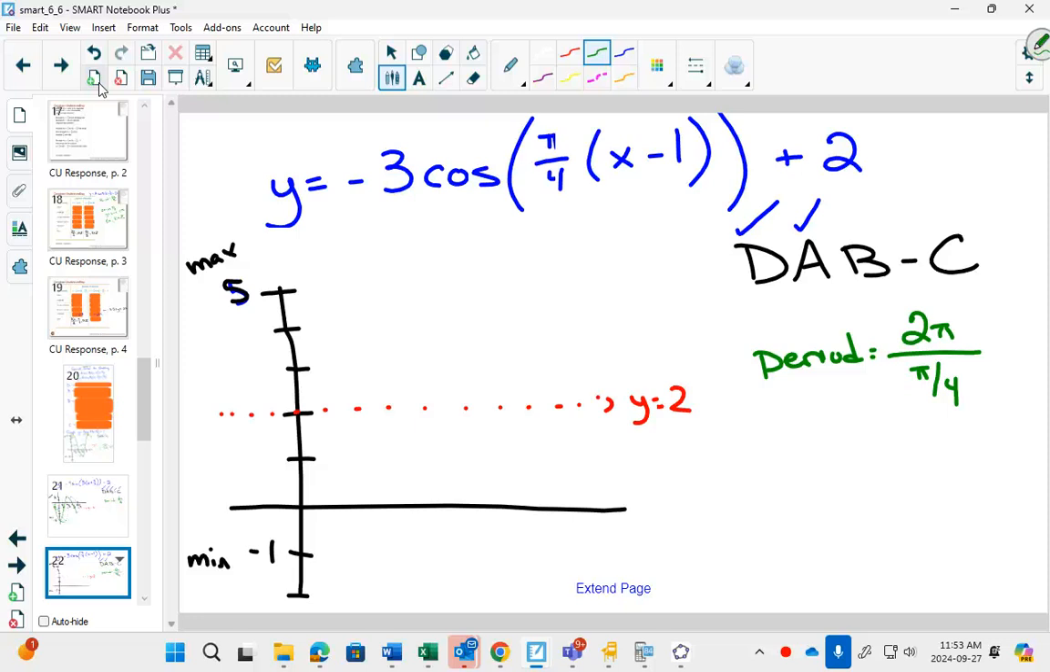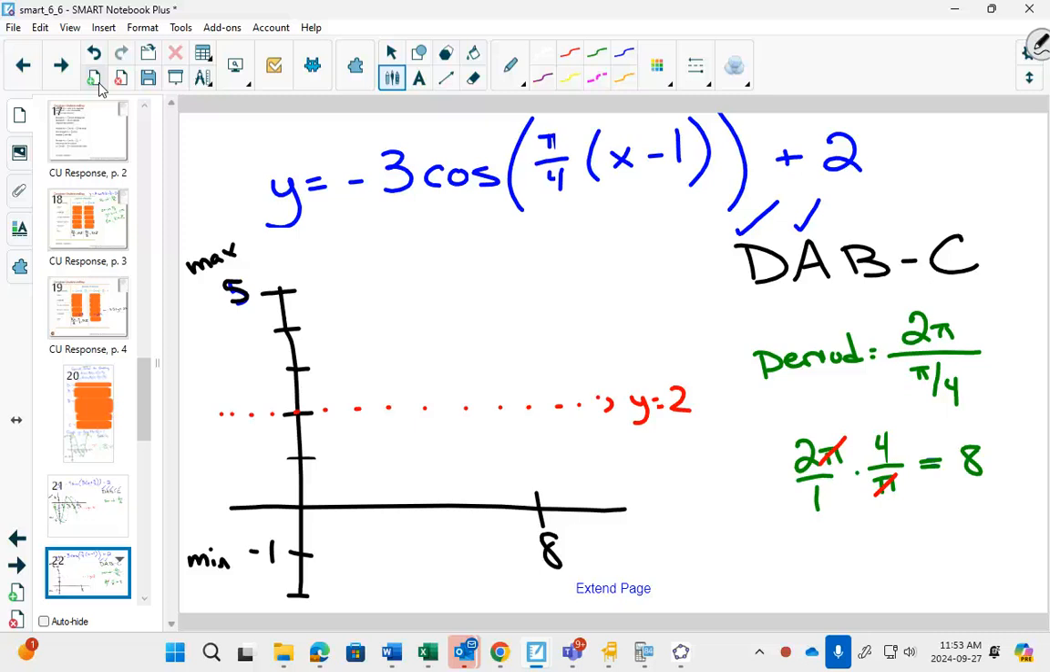What's the rule for dividing by fractions? Multiply by the reciprocal. So I would have 2 pi over 1 multiplied by the reciprocal, 4 over pi. Oh, this actually is really nice. My pi's go right away. And 2 times 4 is 8. So my period is 8. And 8 is okay. It feels weird because we haven't done any questions with just a regular number on the bottom, but it could happen.